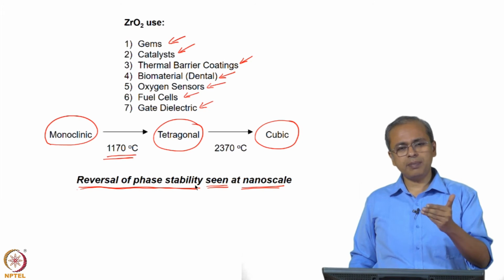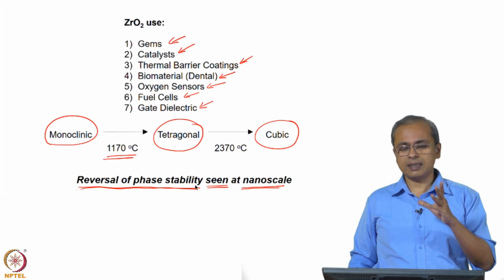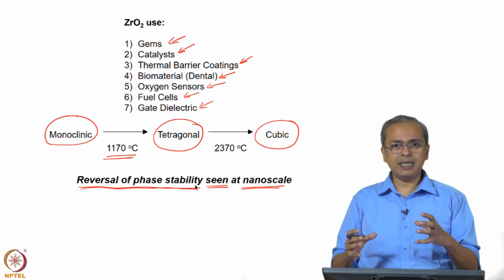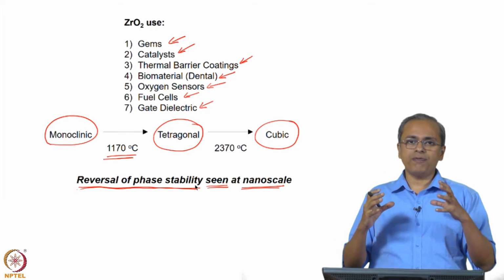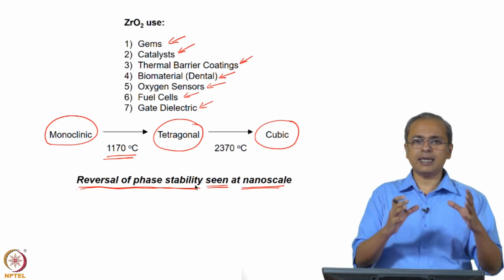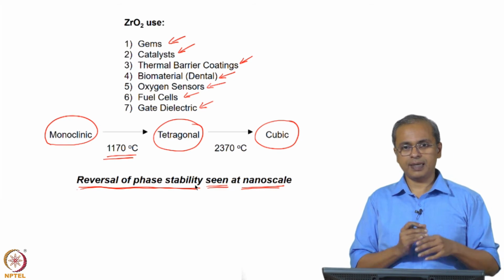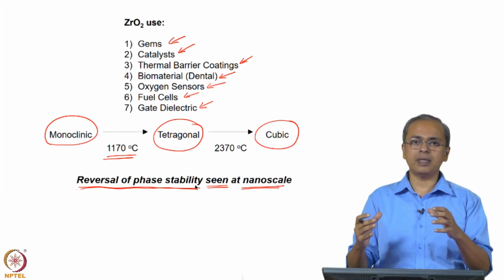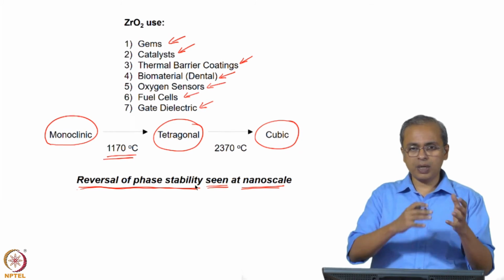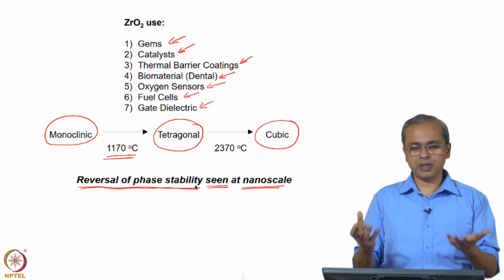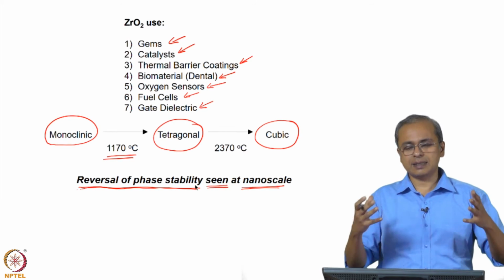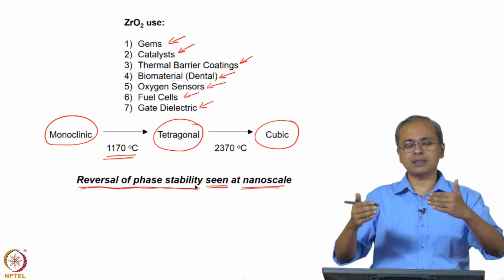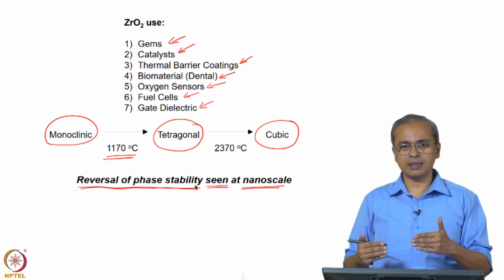So, let us look a little bit more on why this has happened. See, when you say phase stability, the idea of phase stability is intricately connected to the thermodynamic aspects of it, right. So, thermodynamics decides which phase is stable under what conditions. You look at thermodynamic properties, particularly free energy, and the phase which has the lowest free energy is the one that is stable under those conditions.